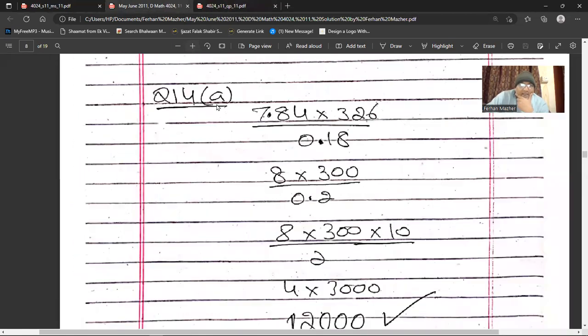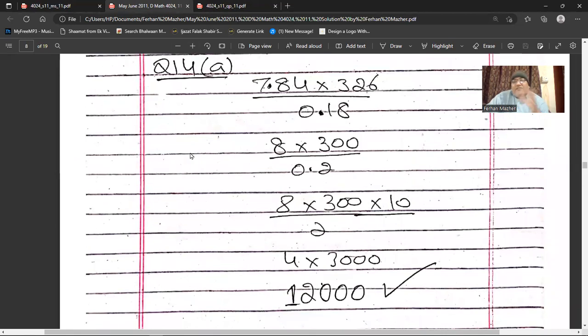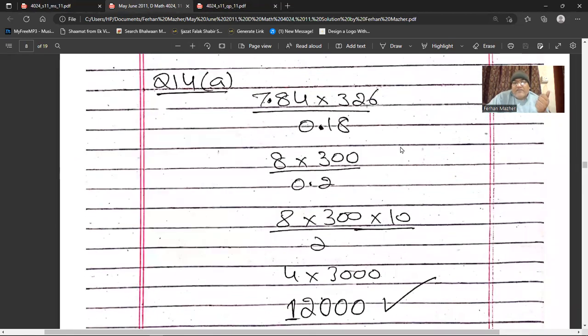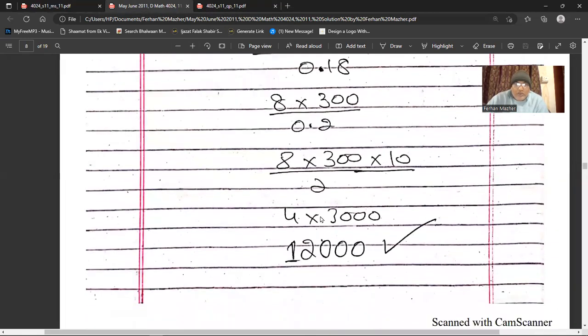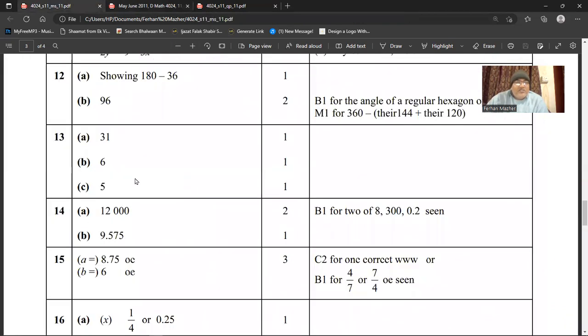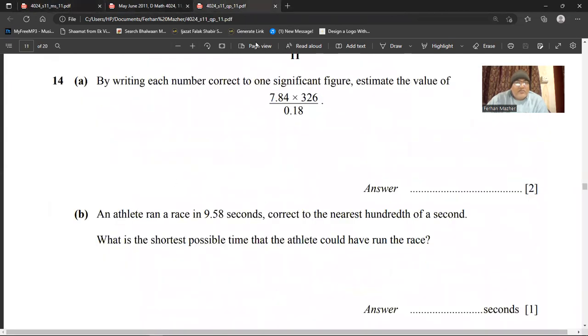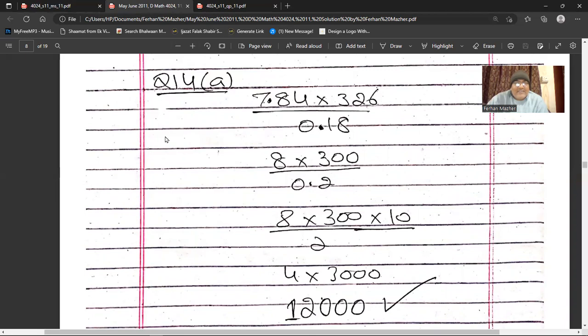So we will have 7.84, which is 8 in one significant figure, and 326 will be 300, and 0.18 will be 0.2. Remove this decimal, so upstairs I will write multiply by 10. So 8 into 300 into 10 divided by 2 becomes 4 into 3,000, that will be 12,000. So the answer will be 12,000. So the answer is right. My answer is right.